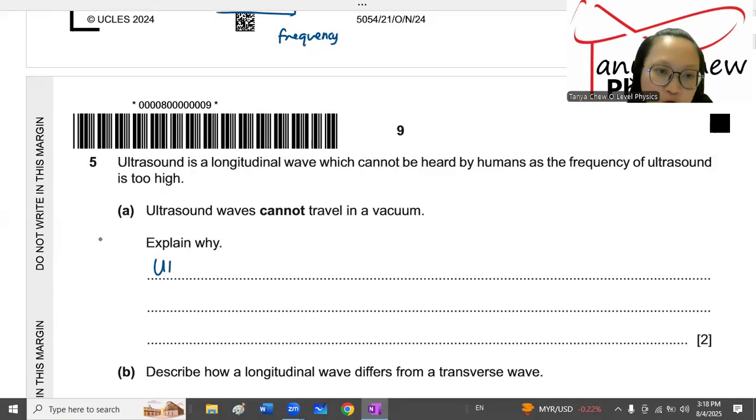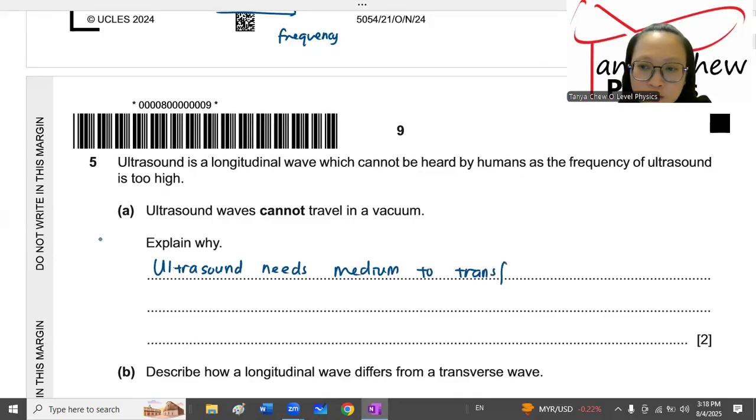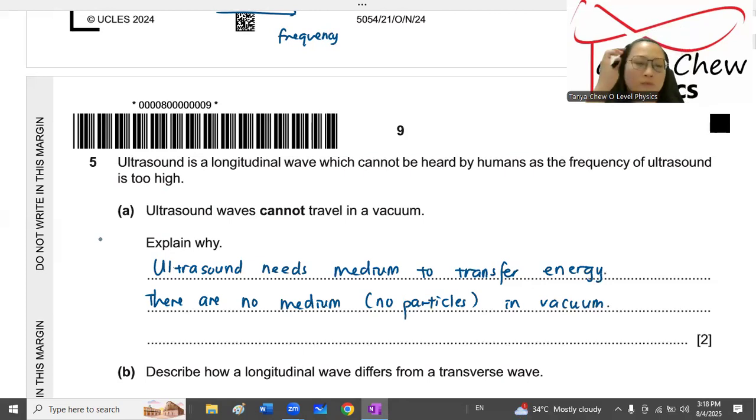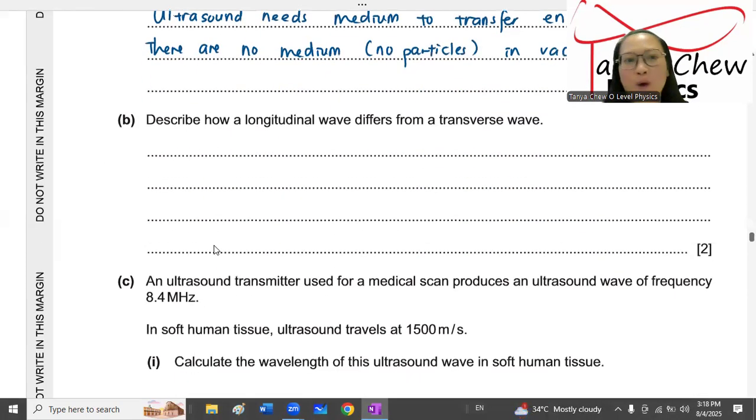I said that ultrasound needs a medium to transfer energy, and there are no particles in vacuum to transfer the energy of my ultrasound. That is why. B, describe how a longitudinal wave differs from a transverse wave.